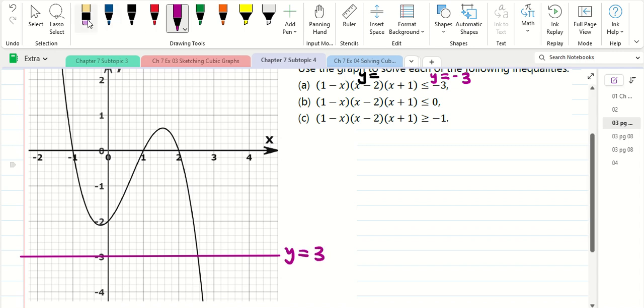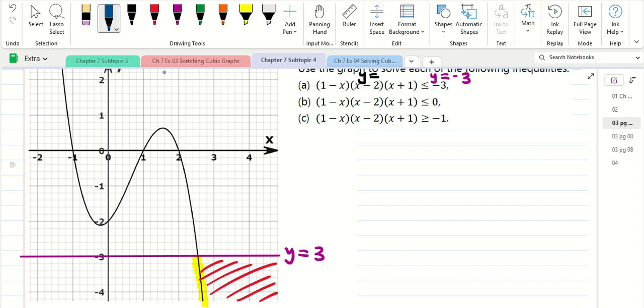So it is concerning a part of the cubic graph where it is below y equals negative 3. Based on the graph over here, it is this part. So the region that you're looking for is over here, right? This region can be defined as, okay, let's have a look at this point, the intersection point. Estimation over here, it would be about this x value.